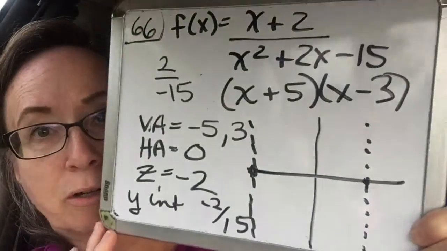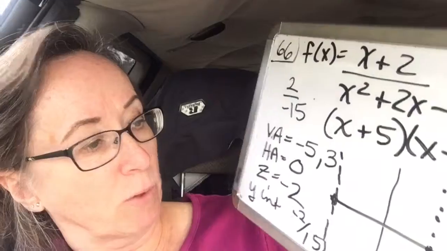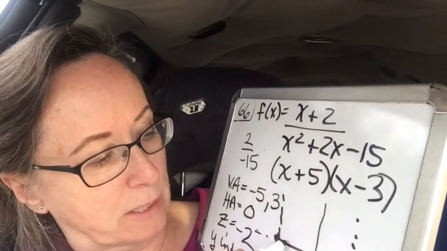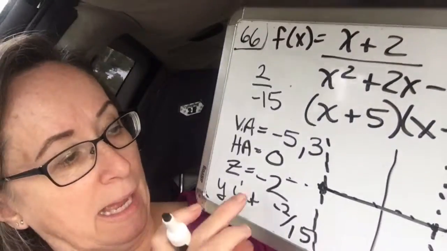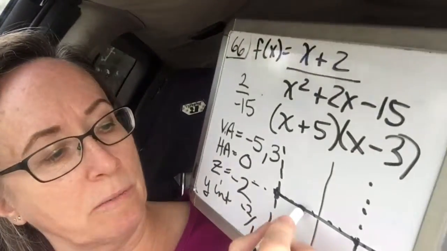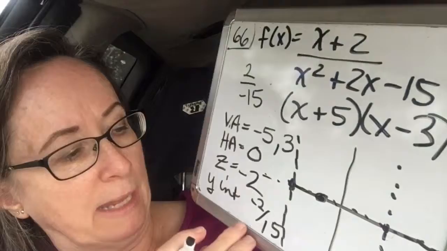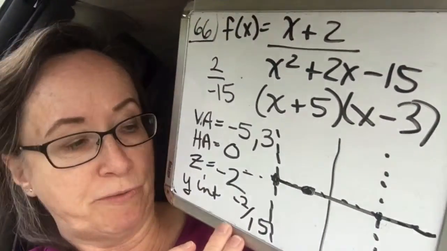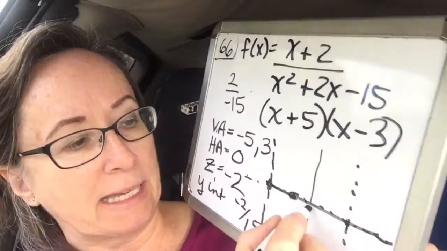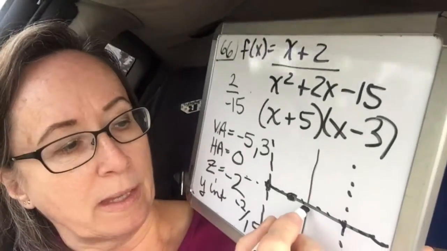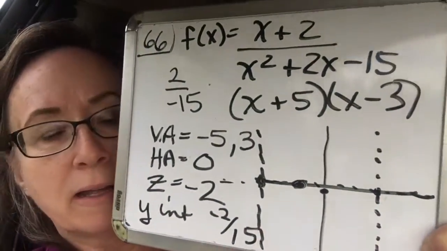Okay, so my two vertical asymptotes. I have a horizontal asymptote at 0, so it's going to go right through my x-axis. I have a 0 at -2, which we'll put right there. And a y-intercept at -2/15, which is very tiny negative, right? So we'll put it right there.